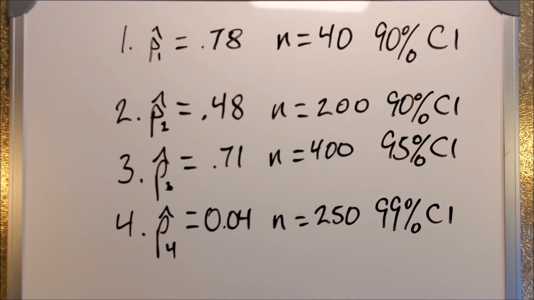And then finally, your fourth, p hat sub 4, will be 0.04. You're using a sample size of 250. And let's go for that brass ring. Give me a 99% confidence interval for that. And at the beginning of the next video, I'll show you the answers to those. Thanks a lot.